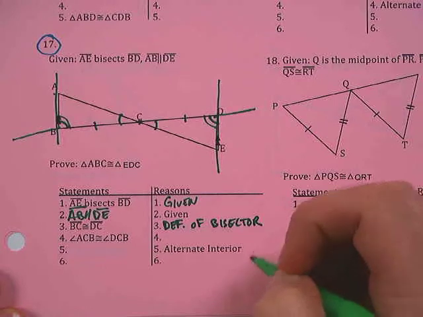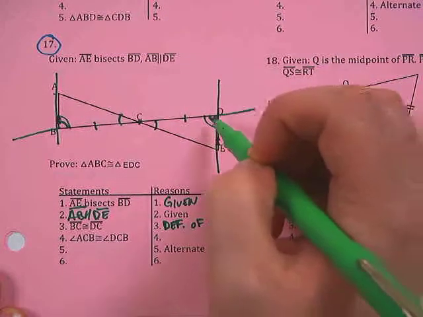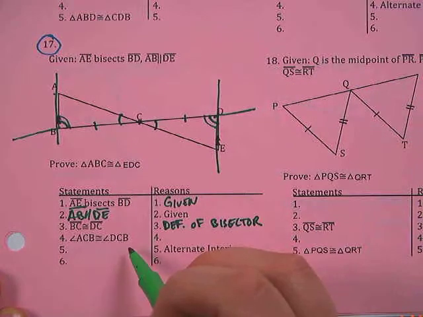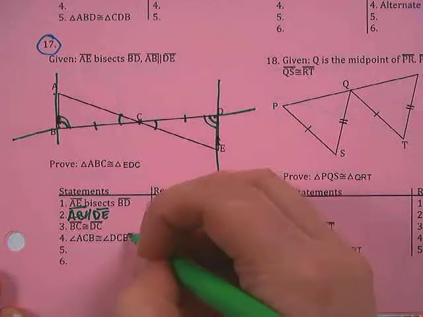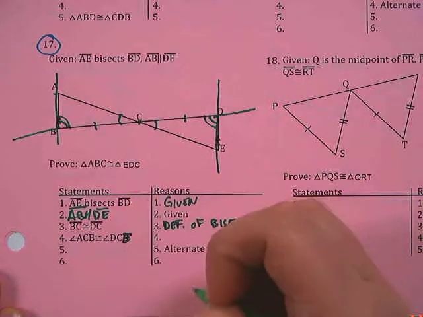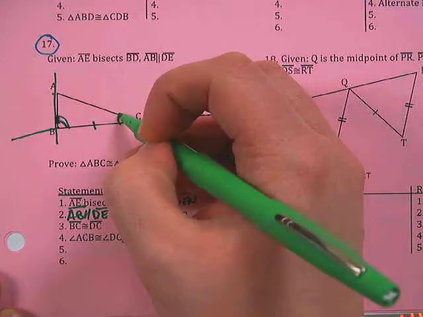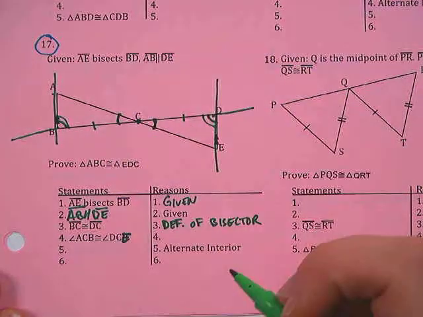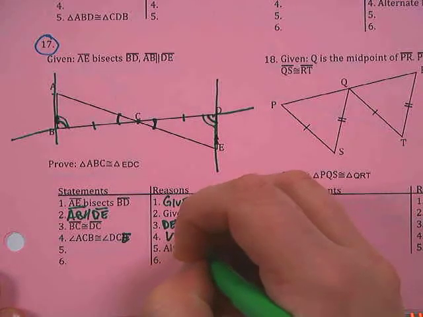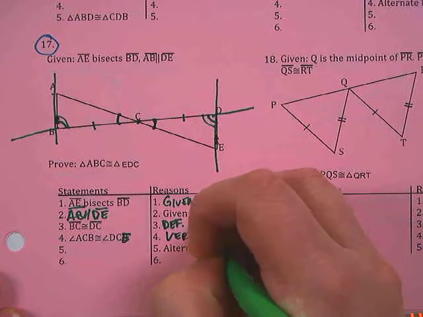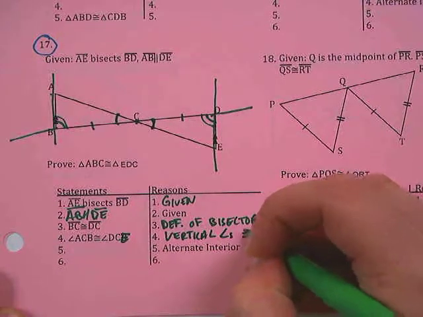Okay. So then we also have ACB and DCE being congruent to each other. Whoops, that's actually supposed to say DCE. Okay. So those were our vertical angles. And vertical angles are congruent to each other. So that's going to be our reason for number 4. Vertical angles are congruent.